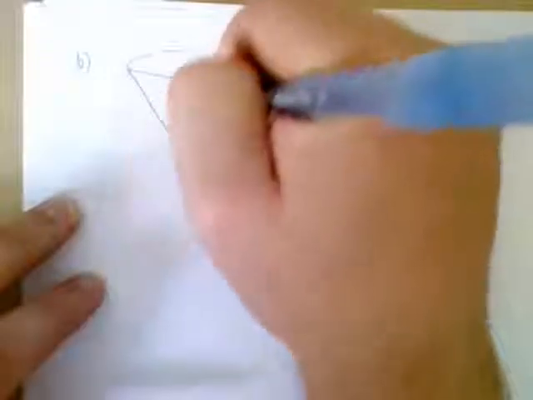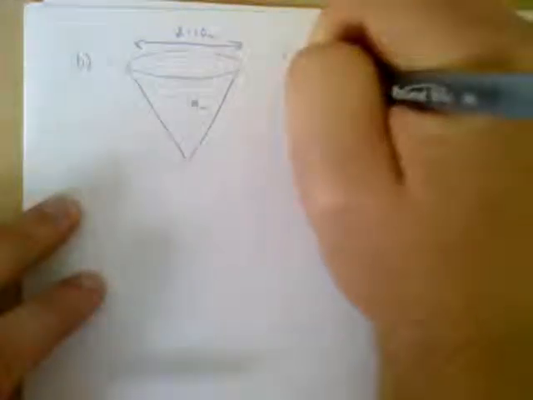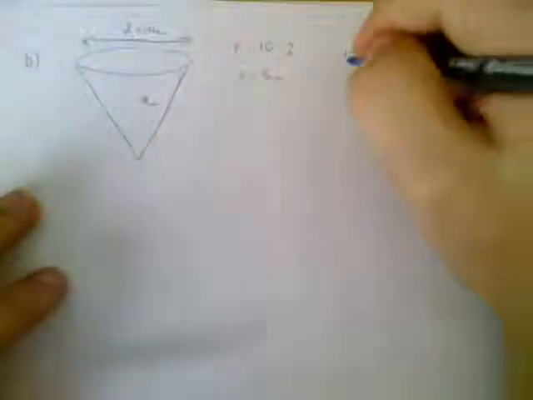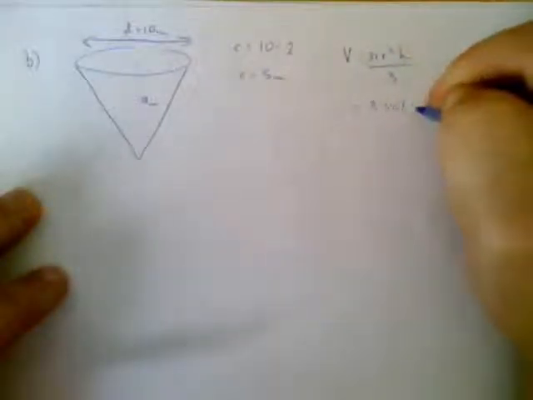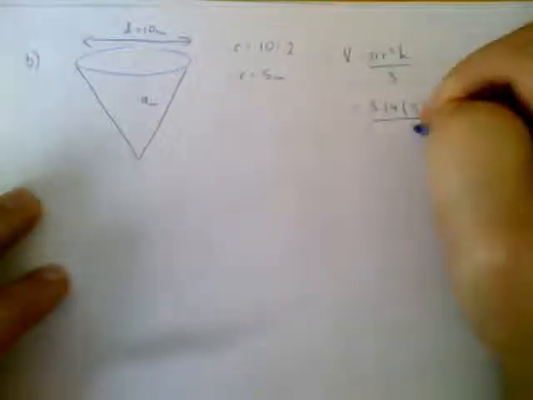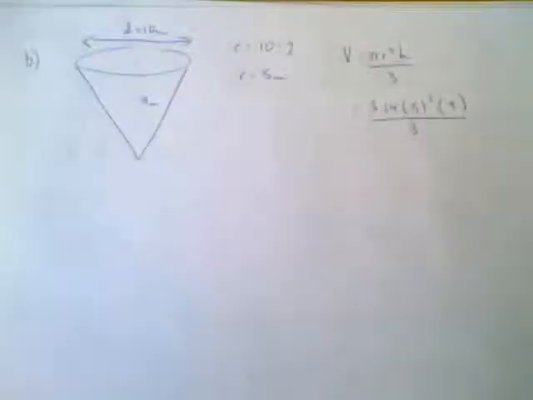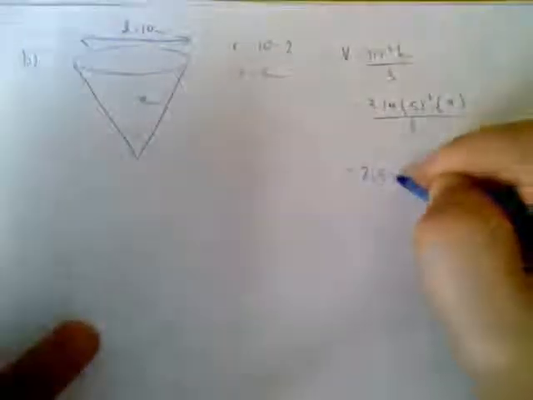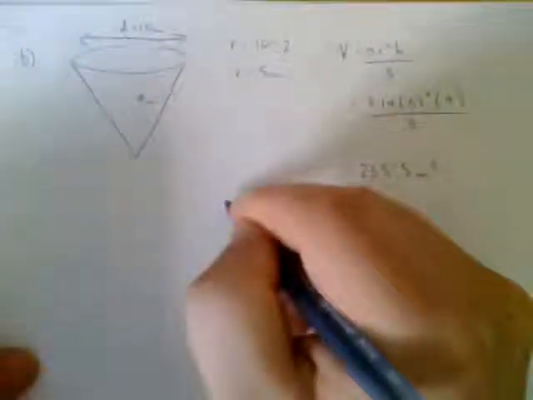Okay, so for B, the twist on B is that you're actually given the diameter of this cone. The radius would therefore be 5 meters. And then you guys proceed as normal. Volume is pi r squared h over 3 for a cone. 3.14 times 5 squared times 9 divided by 3. And I got 235.5 meters cubed.